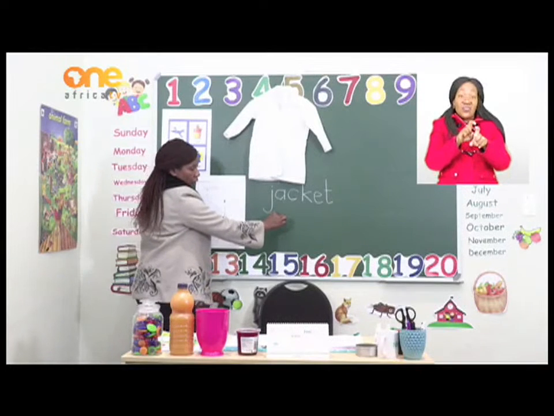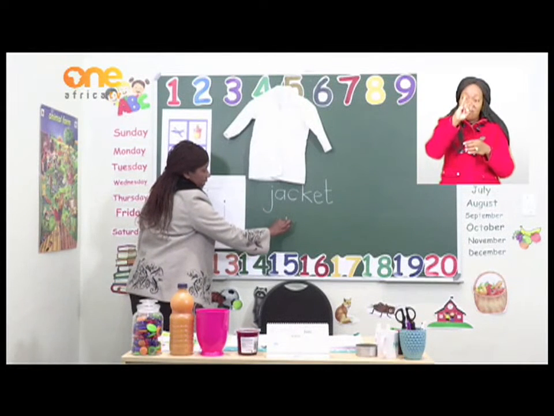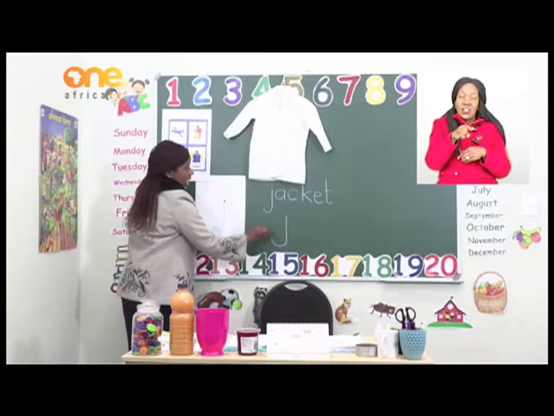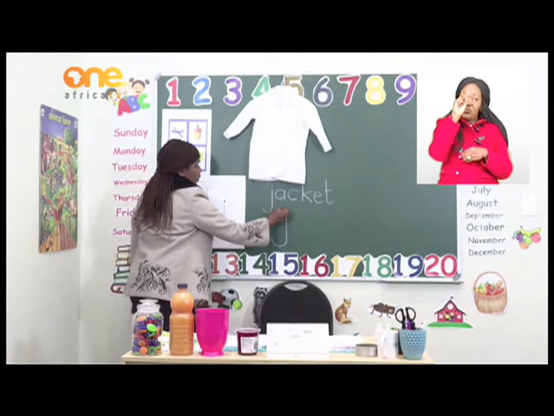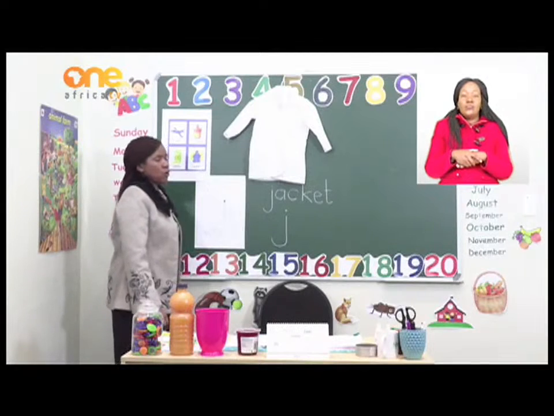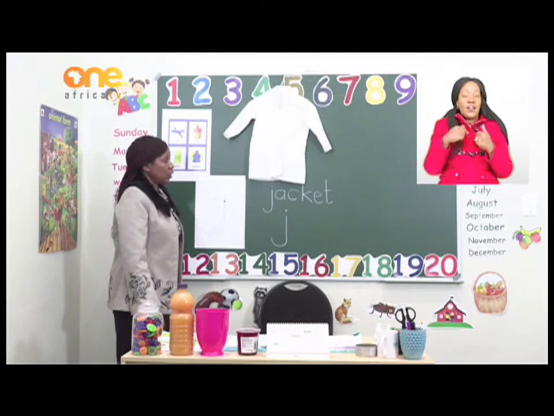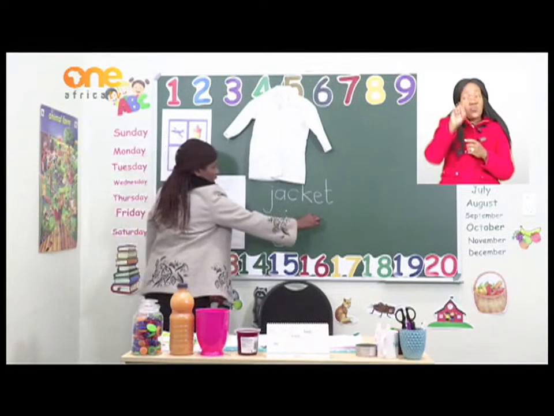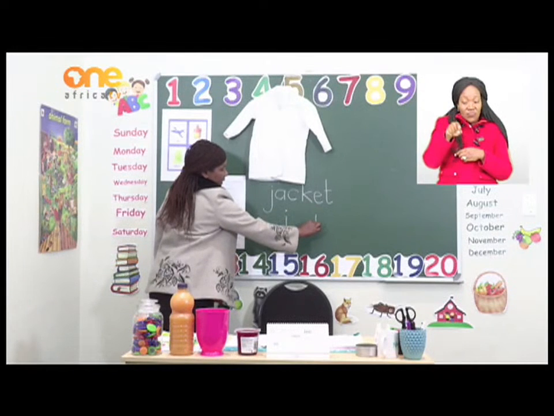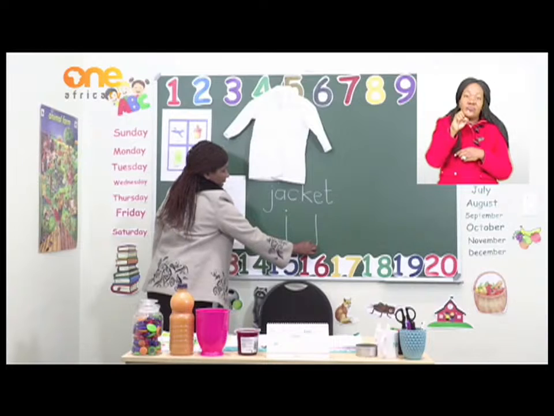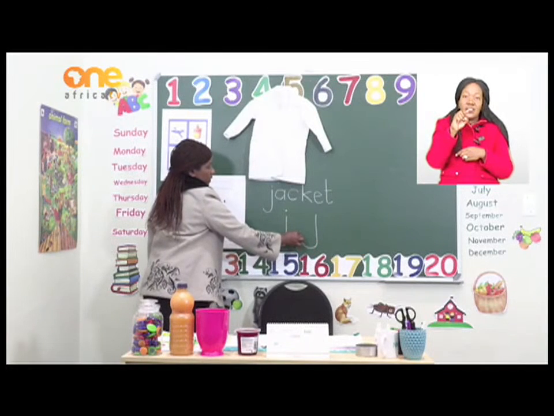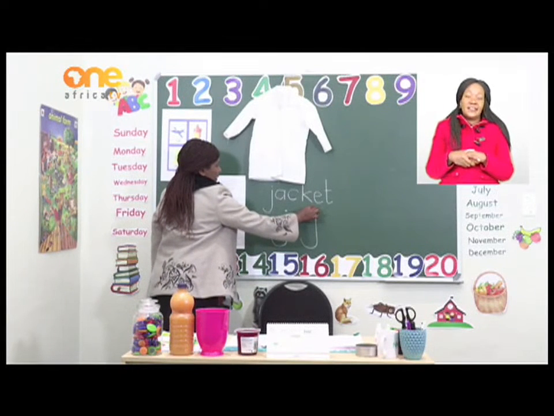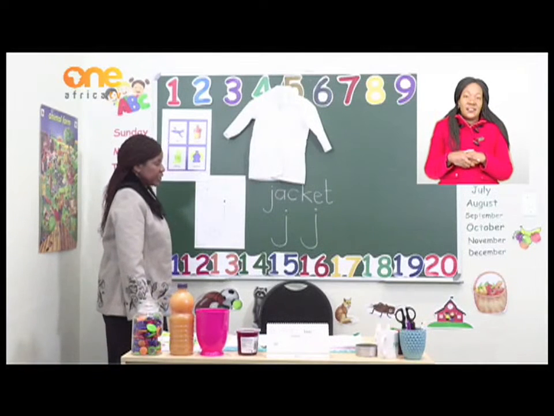We start from the top, we go down letter J's body and bend his knees backwards and put a dot for his head. That is how we write letter J. I will go over with you once more. Letter J. We start from the top, we go down letter J's body, bend his knees backwards, and put a dot for his head. That is how we write letter J.